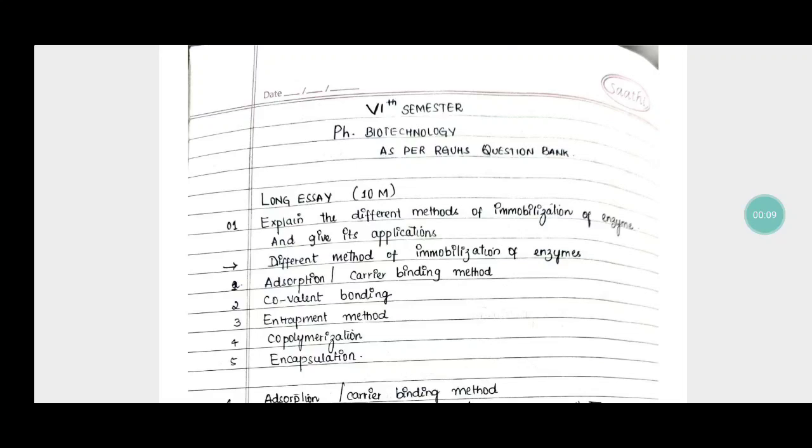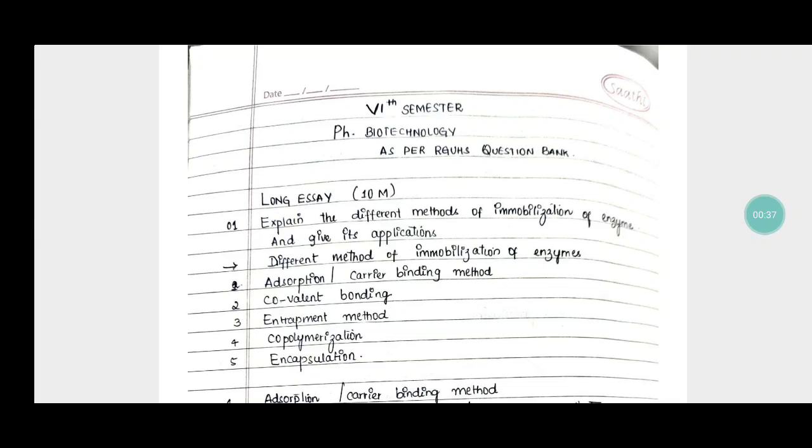So today I'm going to start with a new subject, that is pharmaceutical biotechnology for the 6th semester, as per our GHS question bank. So I'll start from the 10 marks for pharmaceutical biotechnology. The first question for the 10 marks, that is long answer: explain the different methods of immobilization of enzymes and give its application.